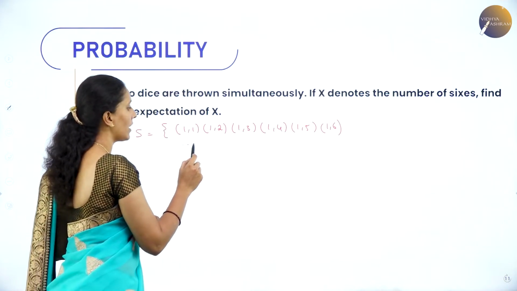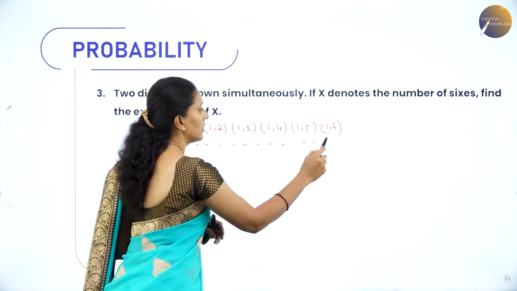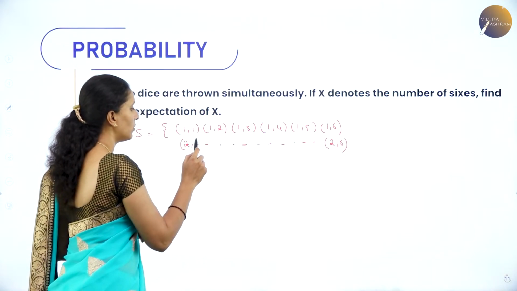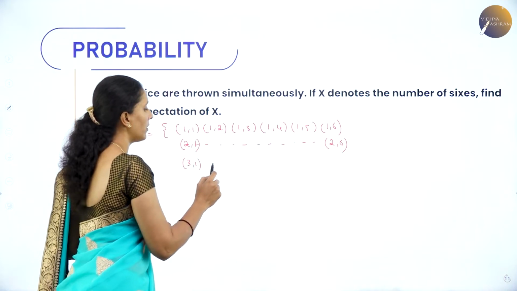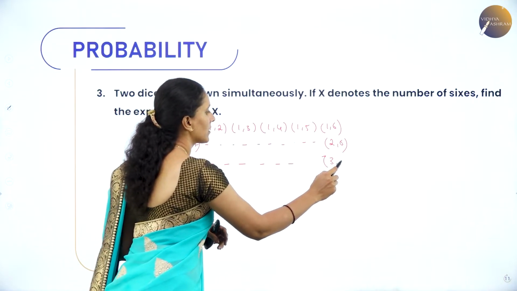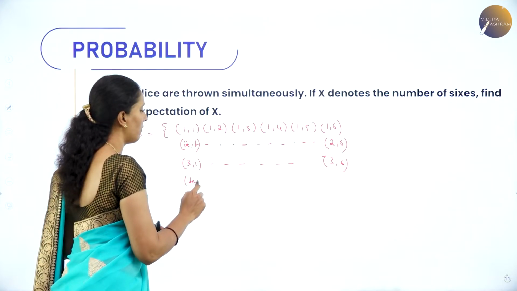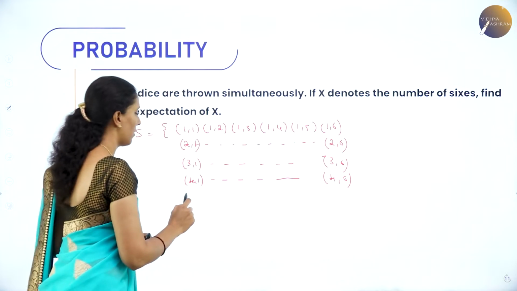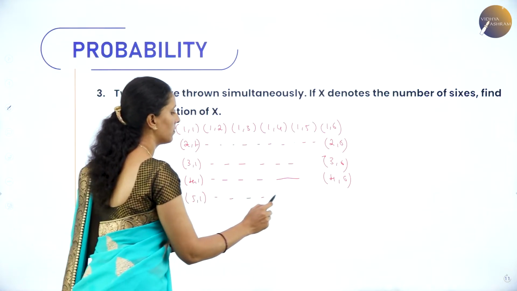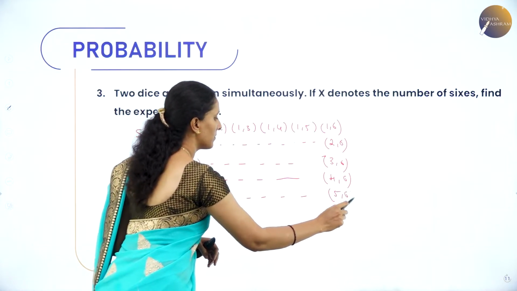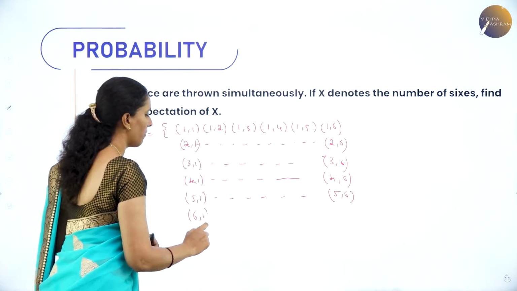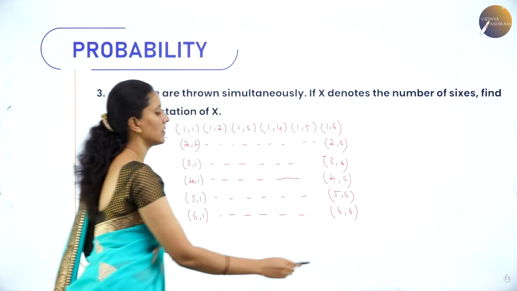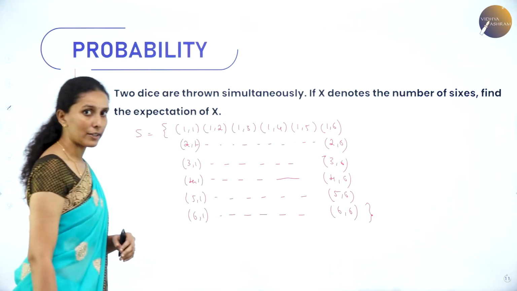Similarly, here we can get all the numbers: 2,1 to 2,6; 3,1 to 3,6; 4,1 to 4,6; 5,1 to 5,6 and 6,1 to 6,6. So this is the sample space for the given experiment.